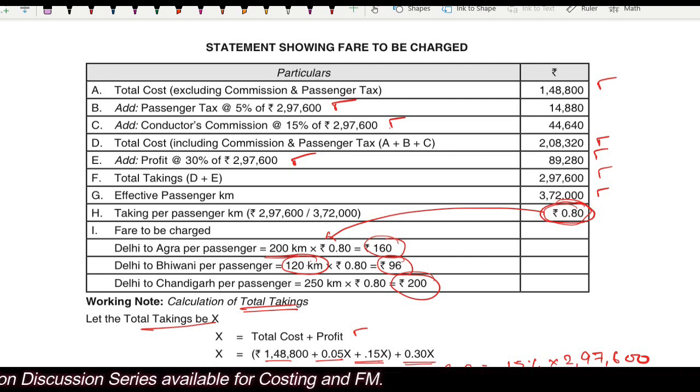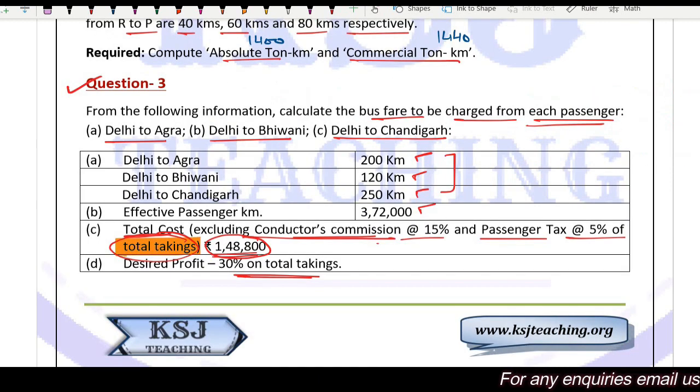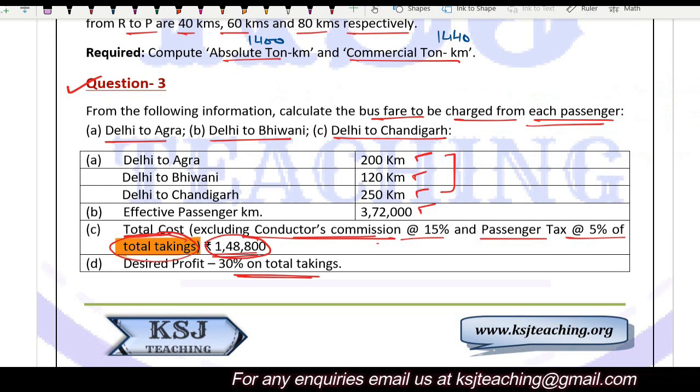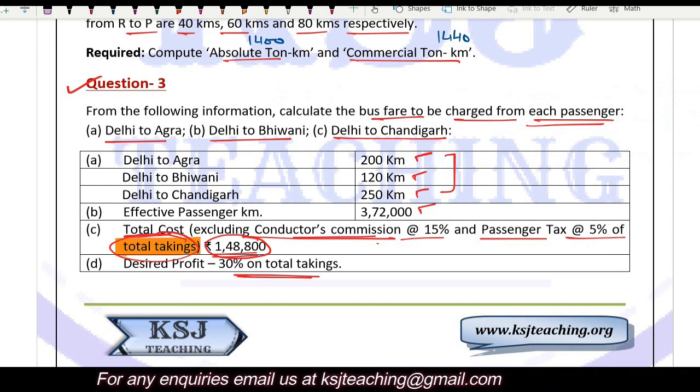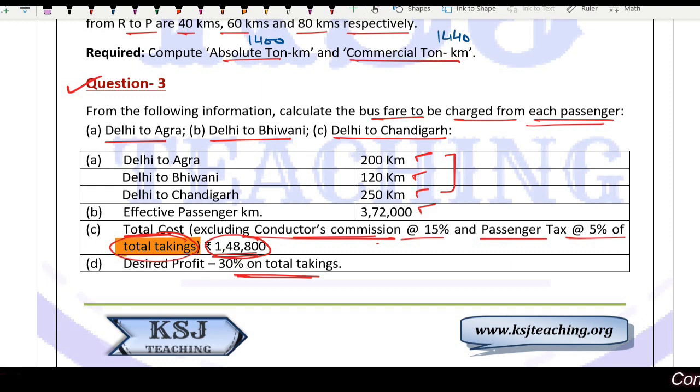Here the total cost 1,48,800 was given, but in the exam, you will be given the bifurcation of the cost, right? It is not necessary that you will be directly given the total cost 1,48,800. You will be given the different costs: fixed cost, variable cost, driver salary, conductor salary, administrative cost, fuel cost, diesel cost, repairs and maintenance cost, all these things. You will be given in that way. This is the condensed form of a question, I can say.